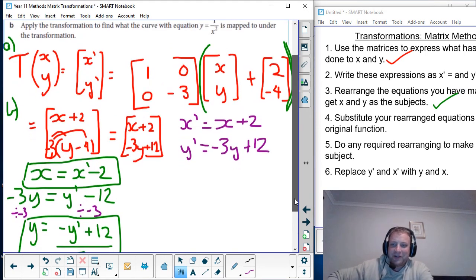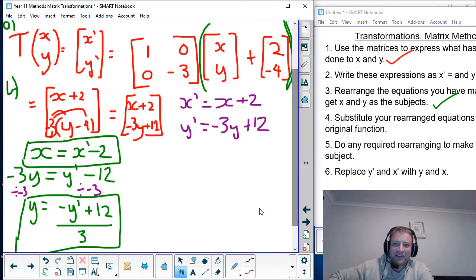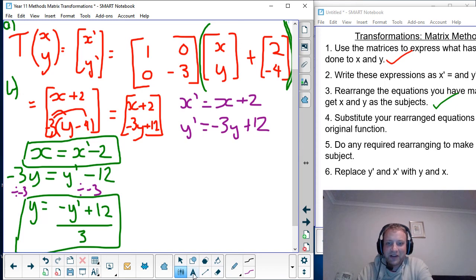All right, so now that we've got our x dash and our y dash expressions, we've got our x dash take 2, we've got our y, negative y dash plus 12 on 3. These can now be substituted into our original function. So our original function was your basic kind of truncus. So it was y equals 1 over x squared.